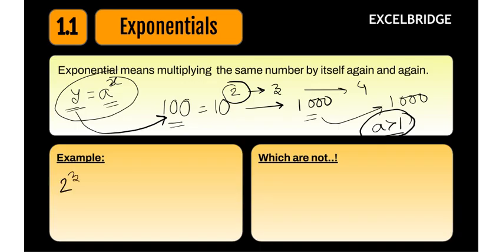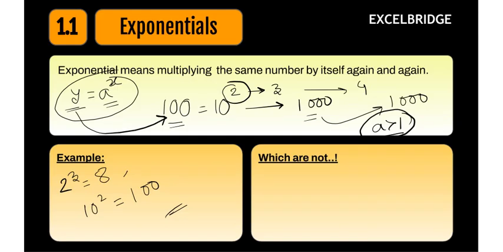So let's see some examples of exponentials. Suppose 2 power 3 equals 8, which is pretty easy, and suppose 10 square equals 100. That's very easy. So let's see some examples which are not exponential.